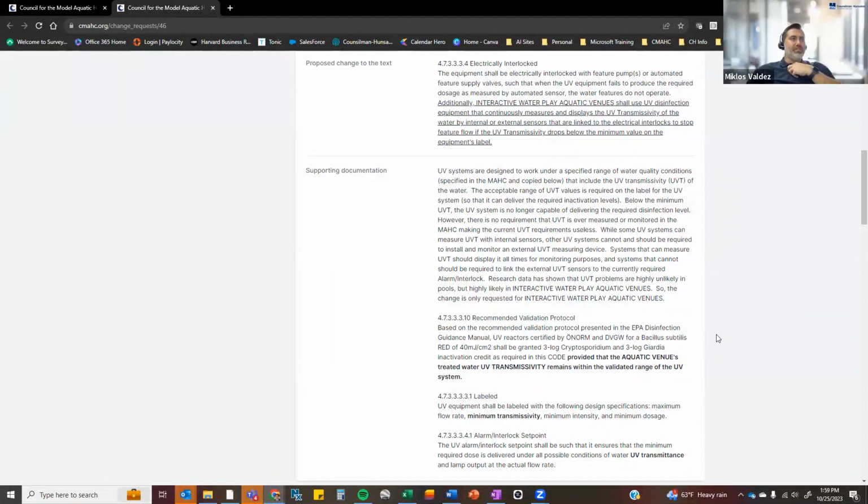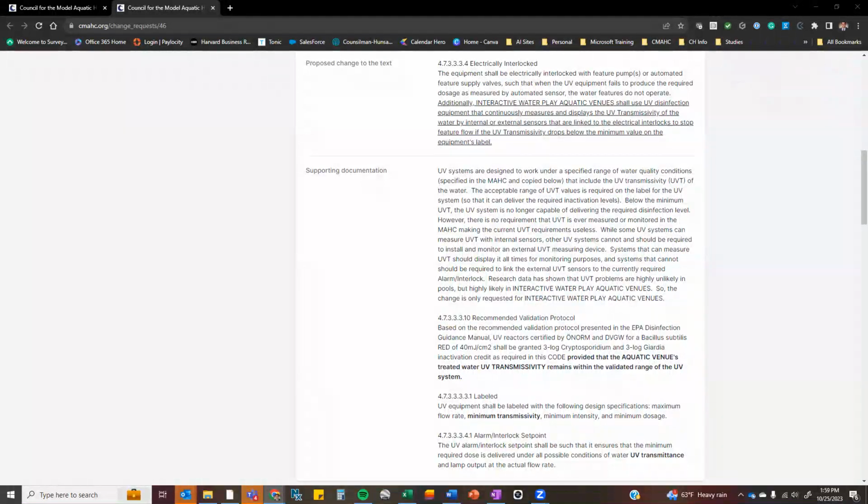Somebody tell me if I'm incorrect here, but I think the reason for having UV on spray grounds is the ability for the spray systems to transmit viruses and things like crypto. And so even if you did have adequate disinfection, we know that crypto can stay in the water for weeks. So the reason to put UV on these spray features is so that it is less likely to spread. Am I incorrect in saying that? No.